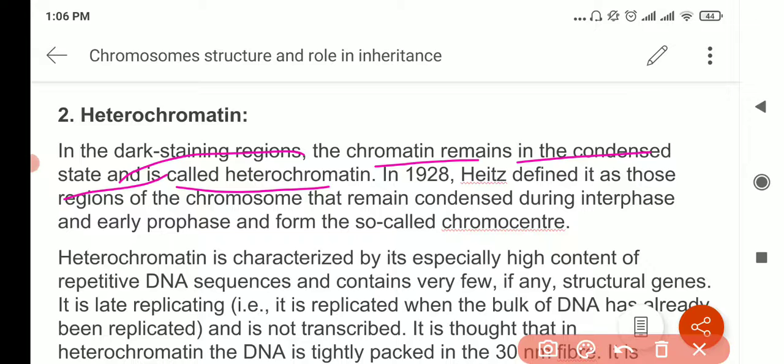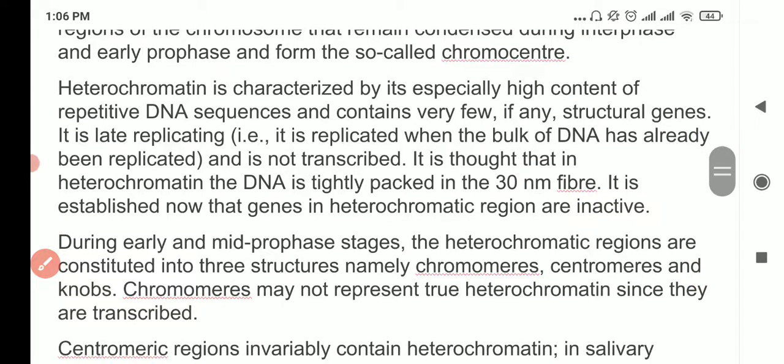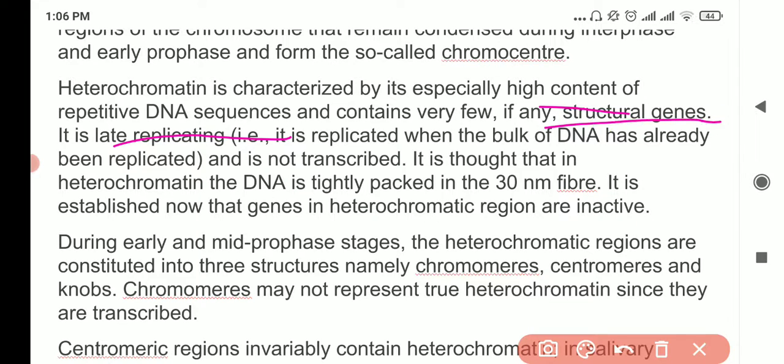In 1928, Heitz defined it as those regions of the chromosome that remain condensed during interphase and early prophase and form the so-called chromocenter. Okay, so they remain condensed. They don't open up and replicate, no? The heterochromatin is characterized by its high content of repetitive DNA sequences, okay, and contains very few structural genes. It is late replicating, that is, it is replicated when the bulk of the DNA has already been replicated, okay.